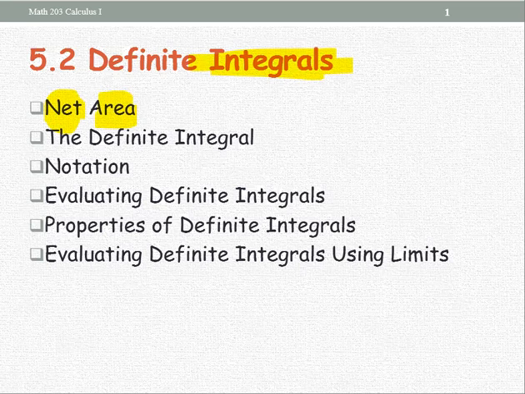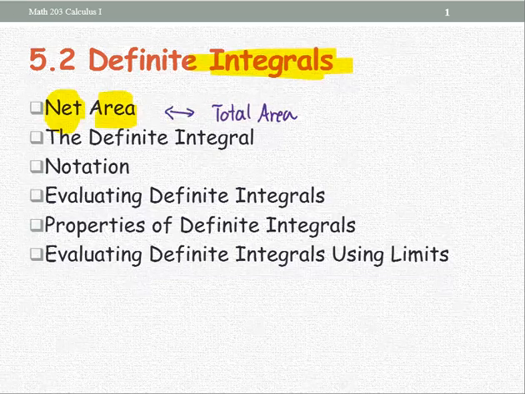And later on we will see the total area and the net area. Sometimes they are the same, sometimes they are not the same. So it depends on the function that we are dealing with. Then the definite integral, which is the main part of 5.2, and the notation to represent the definite integral. Everything is based on the Riemann sum, the process that we went over in 5.1. And the big picture is about the slice and sum technique, which is the use of the Riemann sum to approximate the area under the graph.